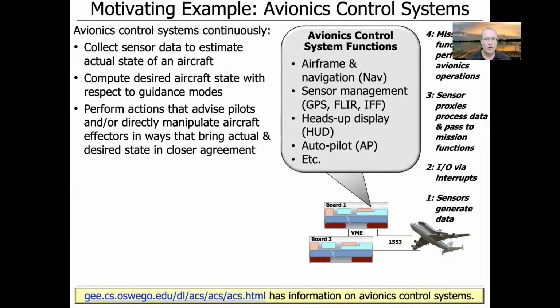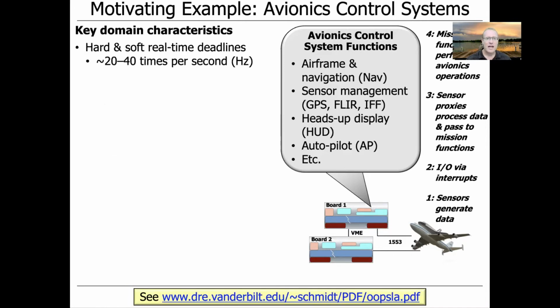There's a really nice article written by my good friend and colleague, Doug Lee, many years ago, talking about avionics computing systems, which you can read at the link at the bottom of this page. Some of the characteristics of avionics control systems are the following. They're typified by both hard and soft real-time deadlines. Typically, sensors have to be examined and the state from the sensors processed every 20 to 40 times per second. Those are known as hertz, so 10 hertz, 20 hertz, 40 hertz, and so on.